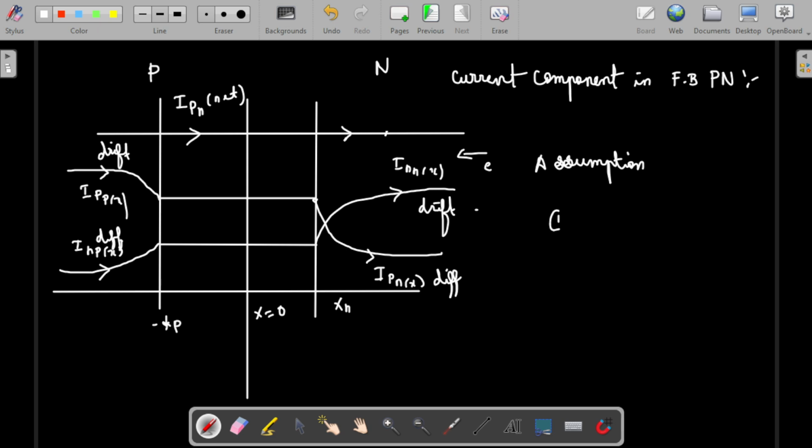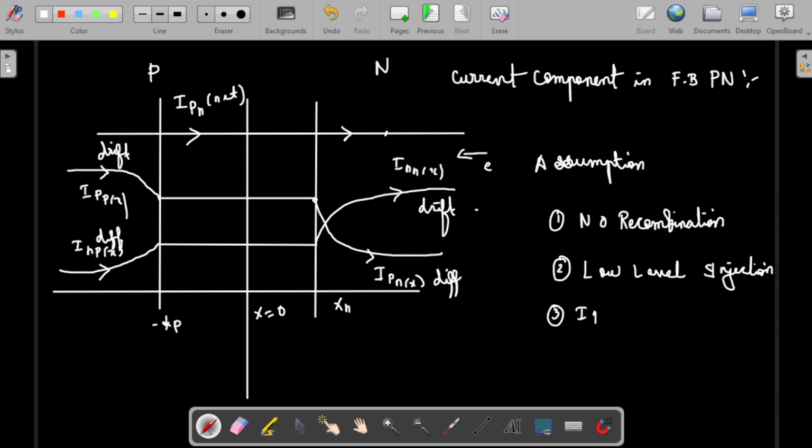What are the assumptions? The first one: no recombination inside the depletion region. Second is low level injection. I have explained in detail what is meant by low level injection: the injected minority charge carrier concentration will be lesser than the normal doping profile concentration. Third, the total current throughout the diode is constant. So IP of n is equal to a constant throughout the diode. These three approximations we are taking so that we can calculate the diode equation here.